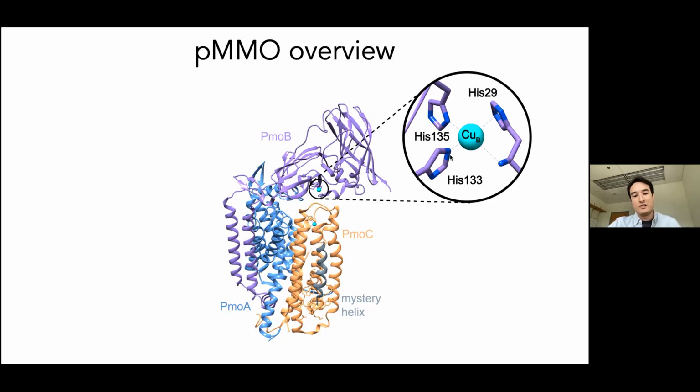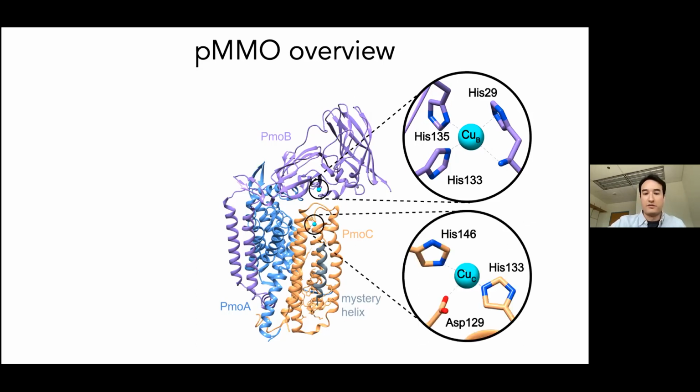And I should note that there's been some debate through the years since the original crystal structure about the nuclearity of this site. And there's been growing evidence that this site is a monocopper site, and this work contributes some evidence to that as well. Moving into the membrane bilayer, we also have the copper C site, which is located in the PmoC subunit. And this site is coordinated by 2 histidines as well as an aspartate.